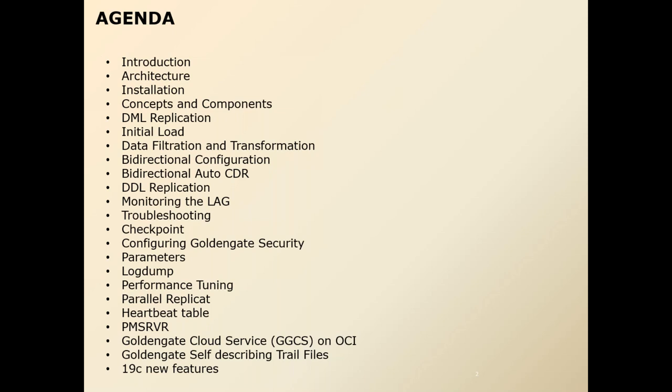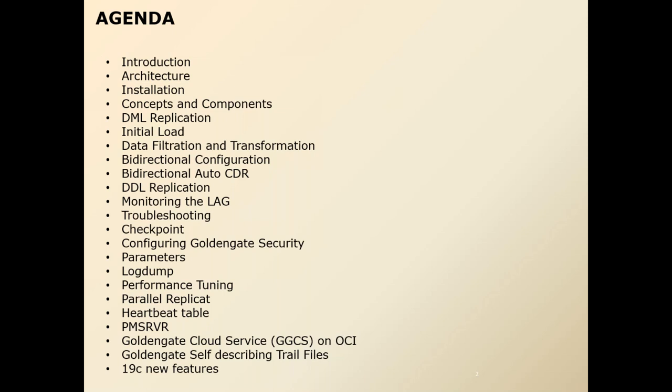Then data filtration and transformation. So how to filter out the data and transform the data using GoldenGate. Bidirectional configuration we'll be discussing. So we are going to discuss the latest features of GoldenGate like bidirectional auto CDR, heartbeat table, performance metrics. DDL replication we'll discuss, how to monitor the lag, troubleshooting, performance tuning. These are covered in detail during the training.